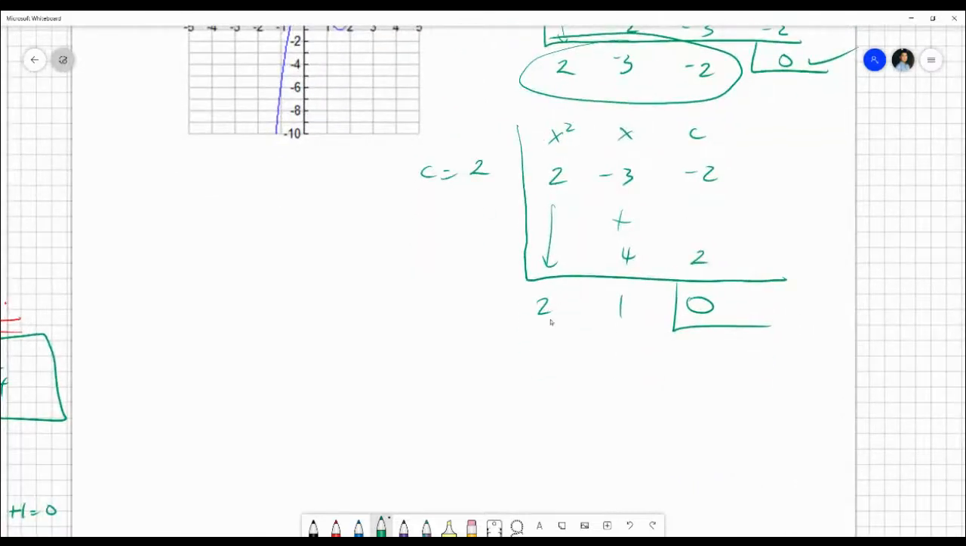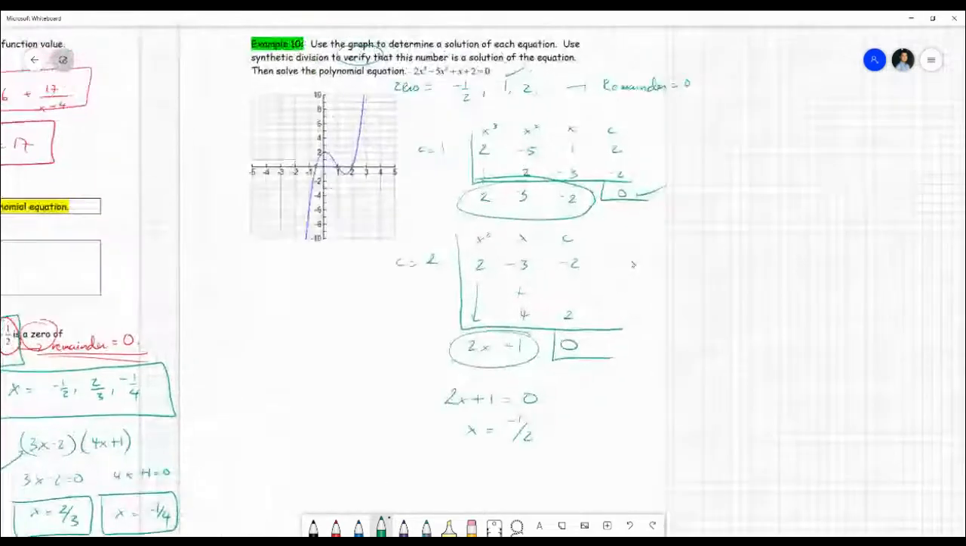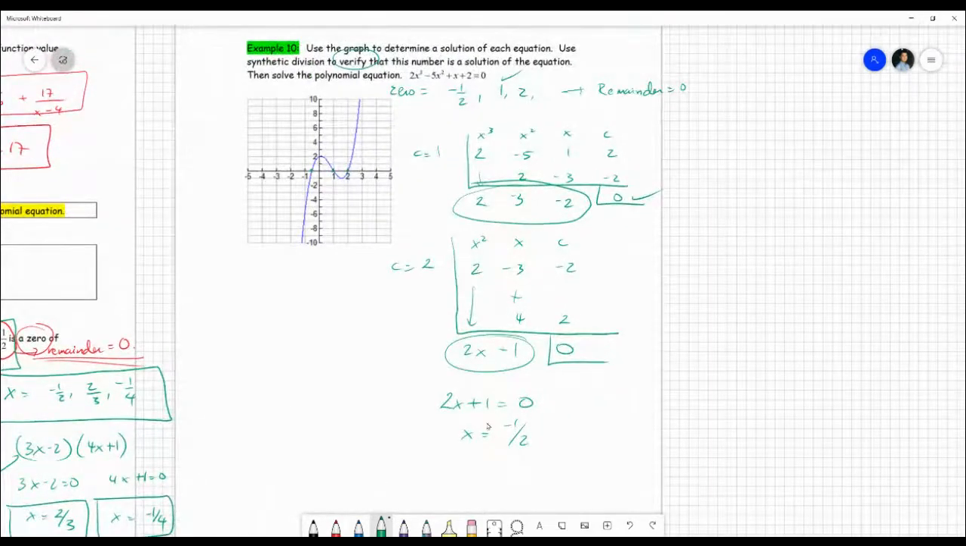So now what we have left over. So this is x squared, so that means I'm going to have an x here. This is x. So this is going to become constants because we reduced it by 1. So now this is what's left over. So I can set this equal to 0. And you can see that this is -1/2. So we've confirmed all three of them are indeed zeros.